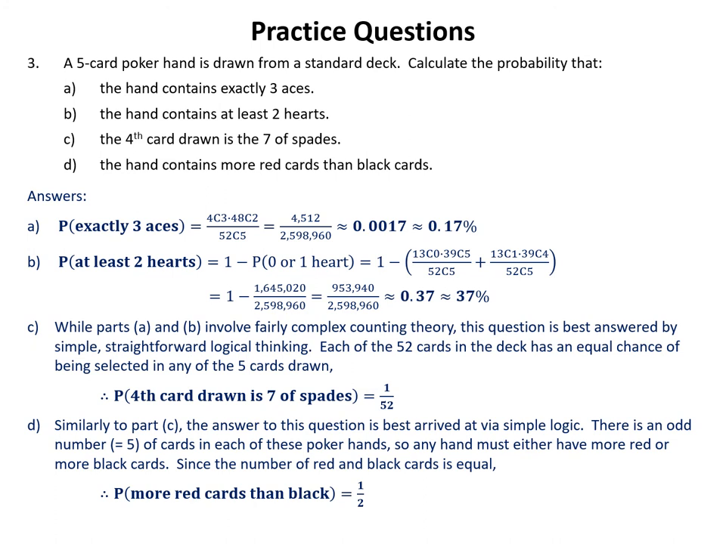For part A, we're looking for the probability of exactly 3 aces. To do this, we can conceptually divide the deck into two parts. There's a set of four aces and a set of 48 non-aces. So to get exactly three aces, the sample space will be the number of ways of picking five cards from 52, which is the number of cards in a standard deck. So our denominator is 52 choose 5. And our numerator would be three aces from four, so 4 choose 3, times the remaining two cards must come from the other 48, so that's 48 choose 2.